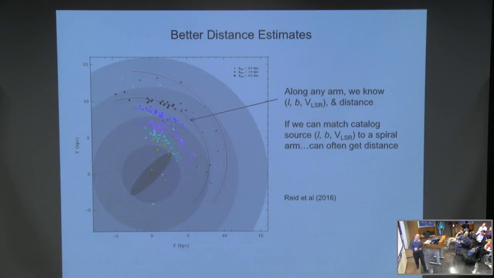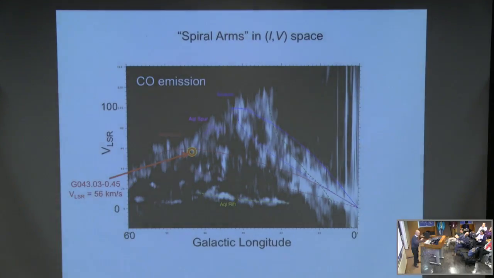Basically, along any spiral arm, pick this one here, we know the trace of coordinate and velocity along the arm. If you could match that with the coordinates and velocity of a source from a catalog, you could be pretty sure that it's at about this distance from the sun. So we've developed a Bayesian program to try to optimize this.